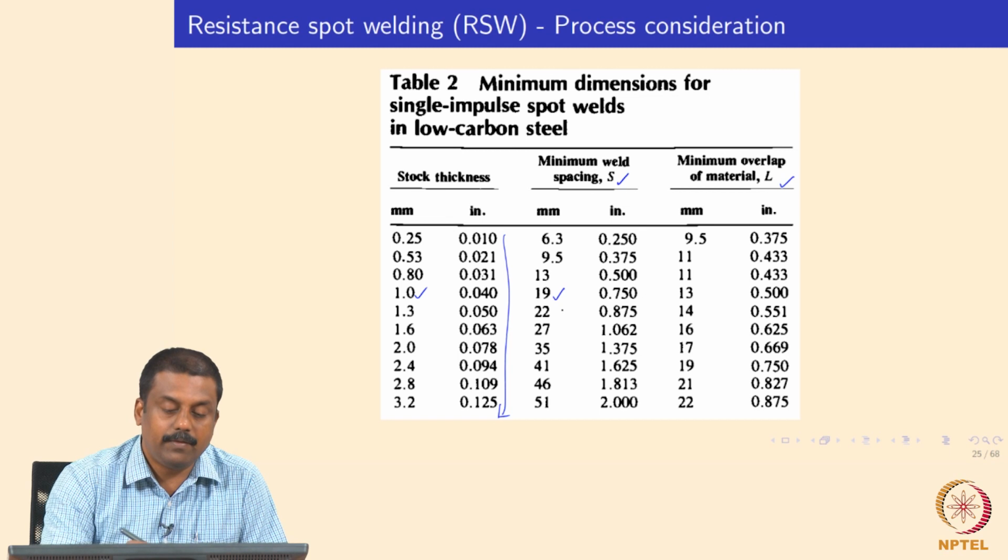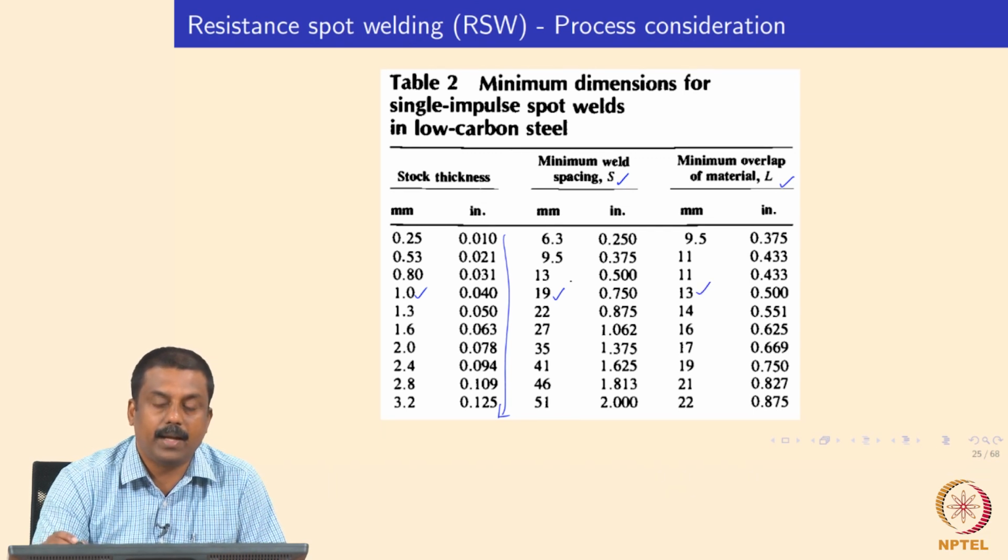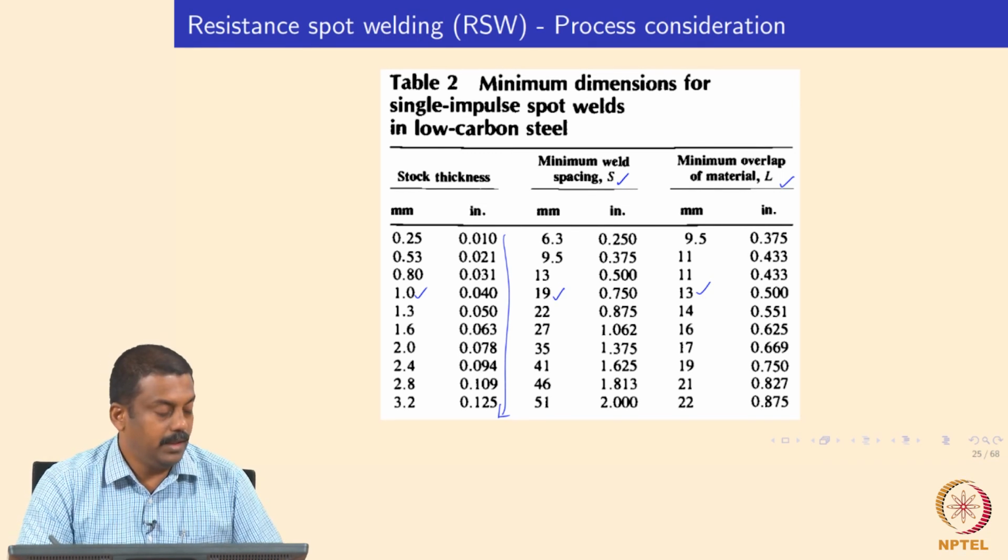So these are the guidelines for a given material thickness: what overlapping distance you use, and what is the minimum distance we need to have between two welds. These standards are available, and you can use them to optimize the weld design.